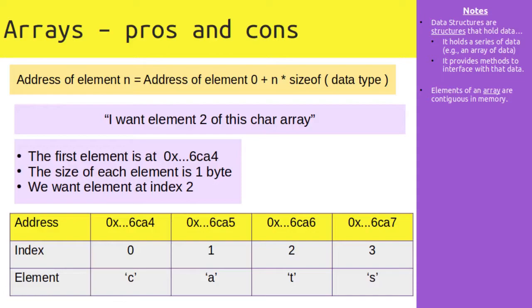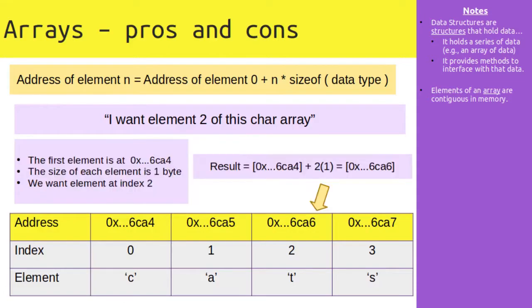Well, the address of the first element is at the memory address ending in A4. The size of each element is 1 byte, and we want the element at index 2. So we take the index 2, multiply it by the size of 1, so that's only 2 bytes over we have to move. We take the original address, go over 2 bytes, and that is where the address of the element at position 2 is in the array.